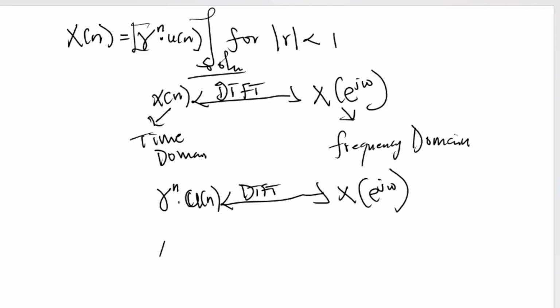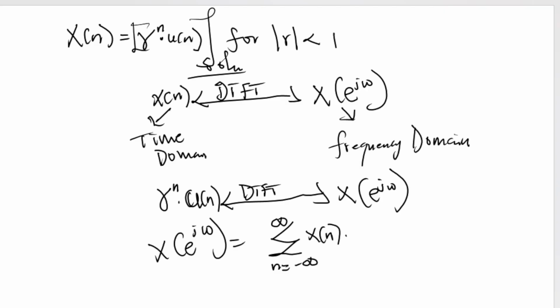The formula is simply X of e^(jω) equals the sum from n equals minus infinity to infinity of x of n multiplied by e^(-jωn). This formula was given to you with respect to the discrete signal x of n, right?